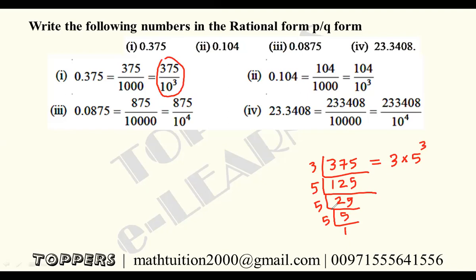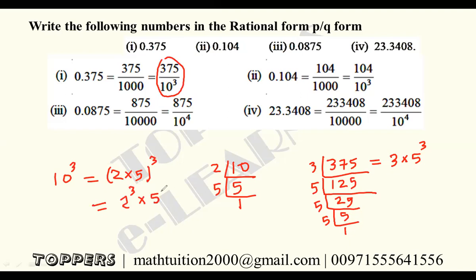Similarly, this 10 raised to 3, how can we write it? Let us prime factorize 10. 2, 5 times. 5, 1 time. So 10 raised to 3, we can write it as, this 10 we have prime factorized, you'll get 2 into 5 all raised to 3. So this we can write as 2 raised to 3 into 5 raised to 3.